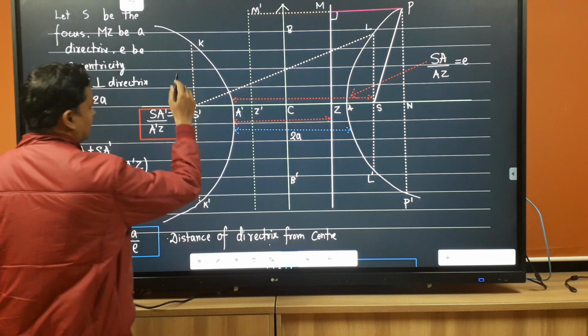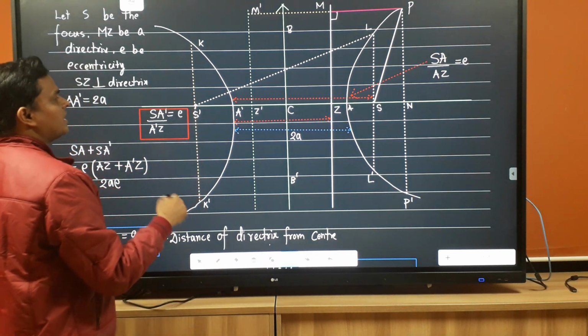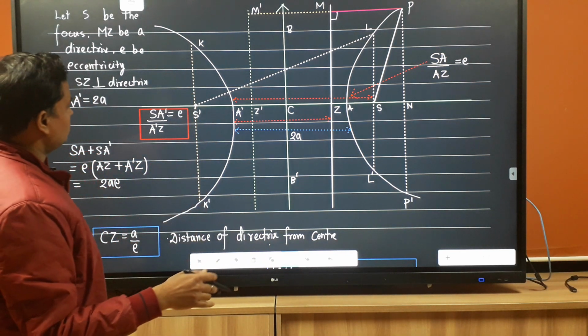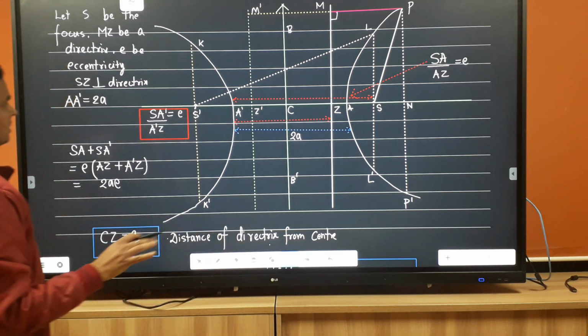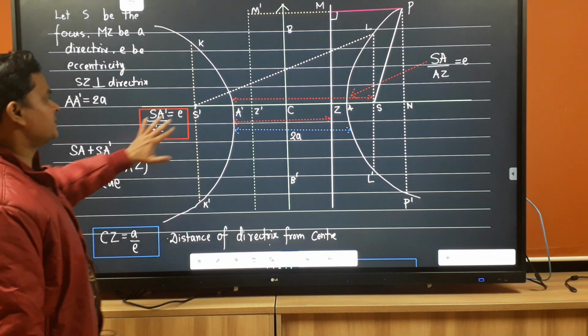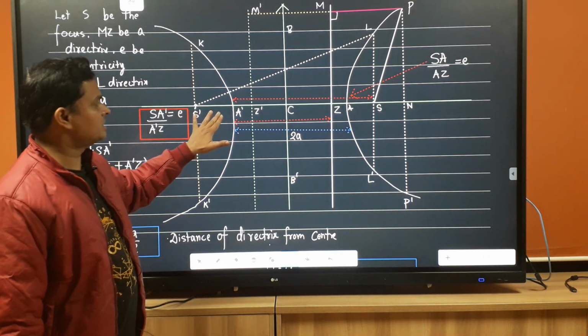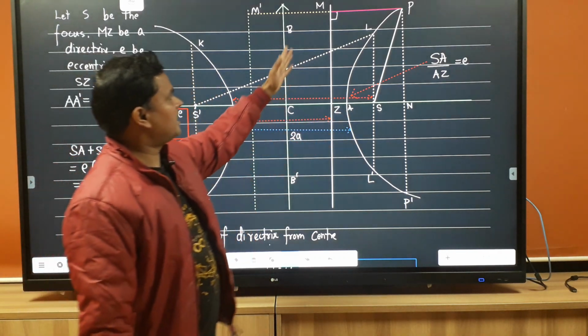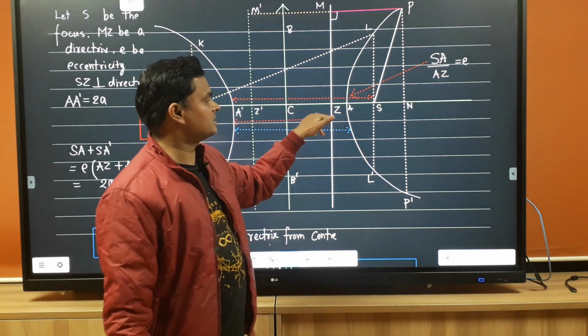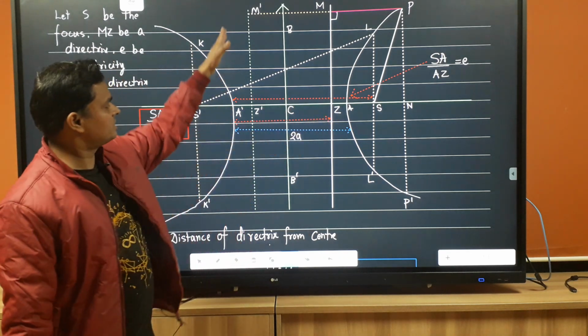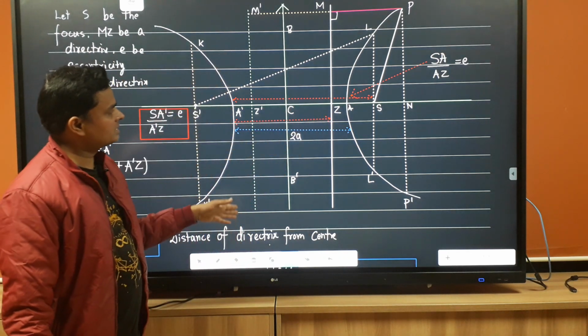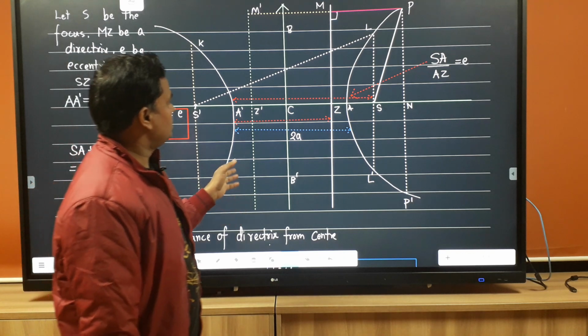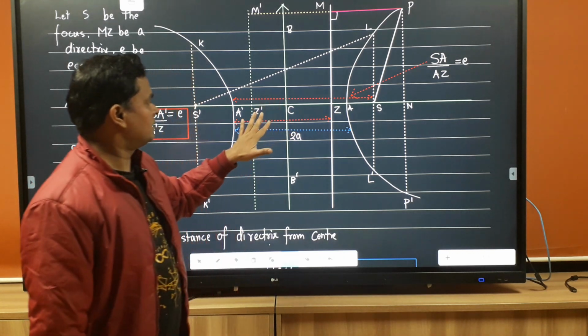Here also K dash is passing through the focus. These are latus rectum. Now I hope that everything is clear. What is A dash? It is a vertex. This is also a vertex. What is Z? The directrix intersects the x axis at point Z. Here this is the other directrix. Similarly, C is the center of this curve.